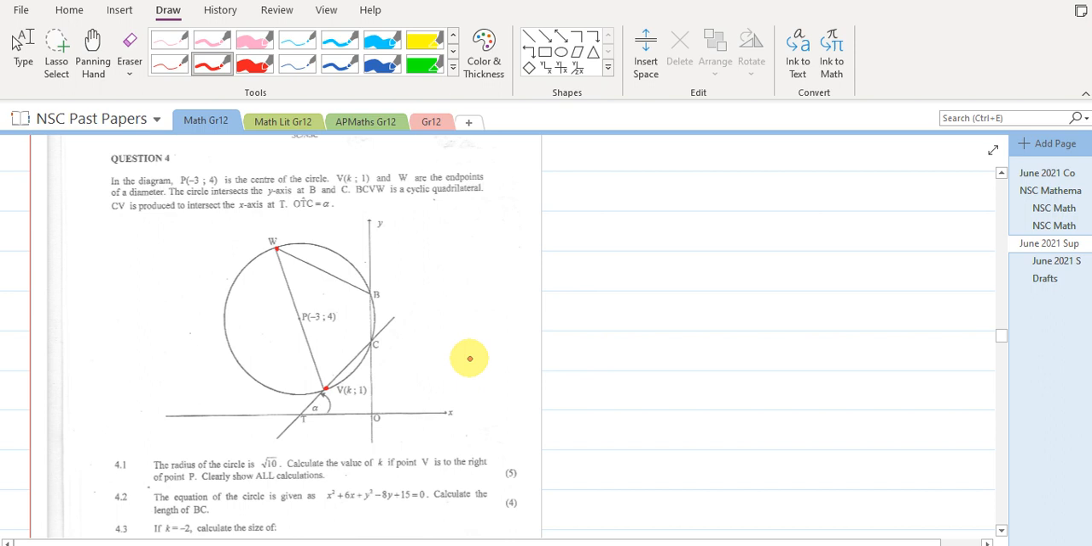The circle intersects the y-axis at B. You can see the points of intersection of the circle are at B and C. BCVW is a cyclic quadrilateral. Now, very important, the property of a cyclic quadrilateral is that opposite angles are supplementary. CV is produced to intersect the x-axis at T. Angle OTC is alpha.